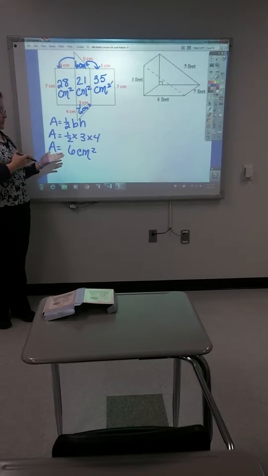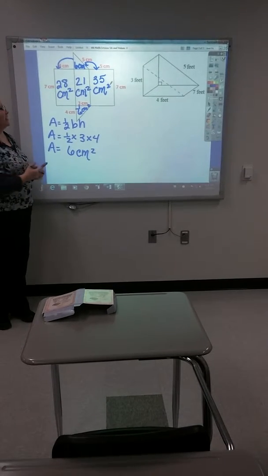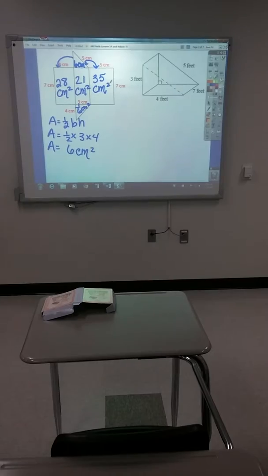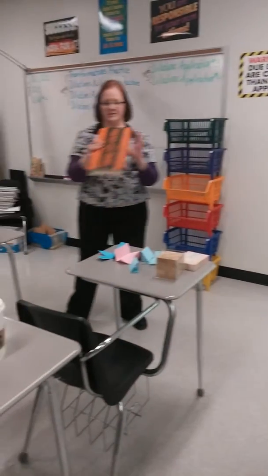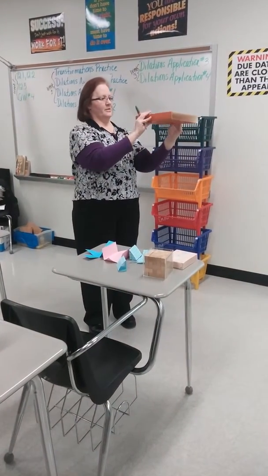Now, what pieces we use depends on what we're being asked. There is lateral, which means without the bases. This is an example with a rectangular prism.